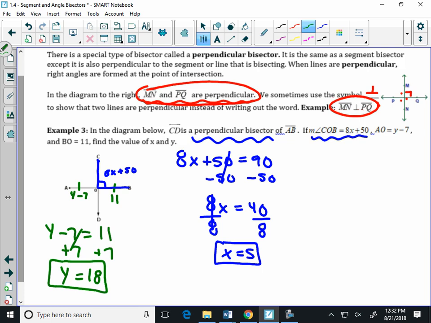So sometimes there might be more than one thing going on. But just know, set the segments equal to each other. We know it's a perpendicular bisector, so set the angle equal to 90. You can't say that a segment is equal to an angle. You're not allowed to do that. Some of you maybe thought, well, I'll just say 8x plus 50 equals 11. Can't do that. 11 is a segment, 8x plus 50 is an angle. Not allowed to do that.